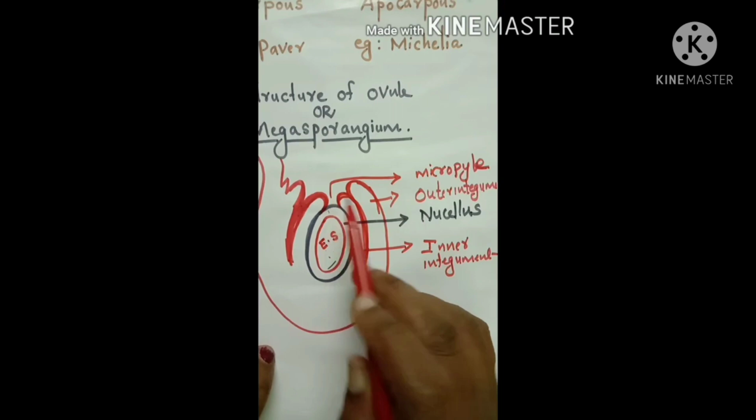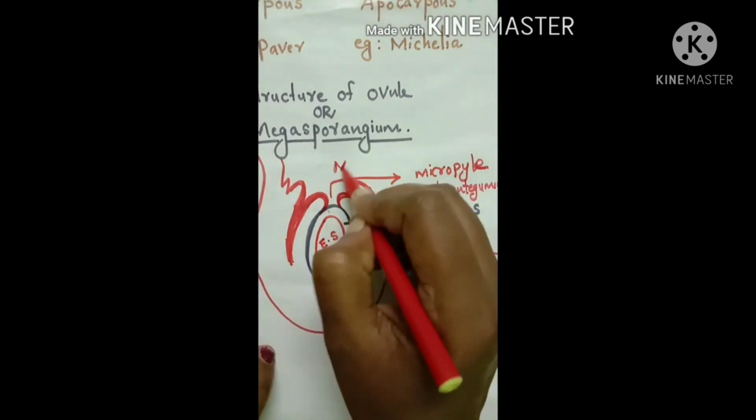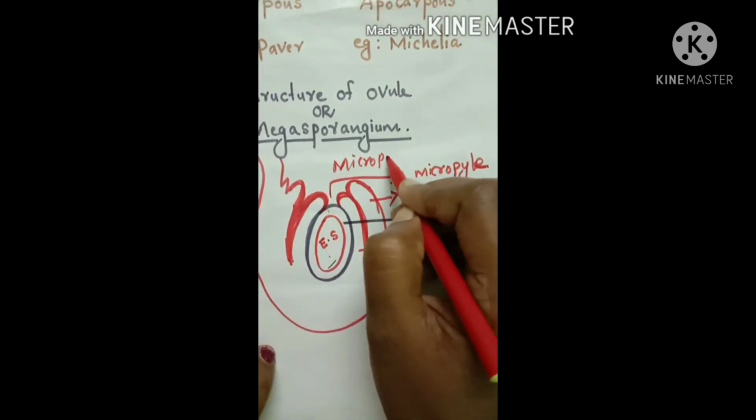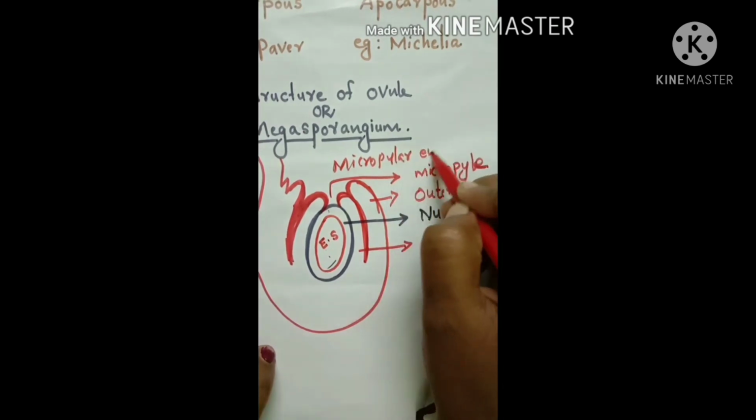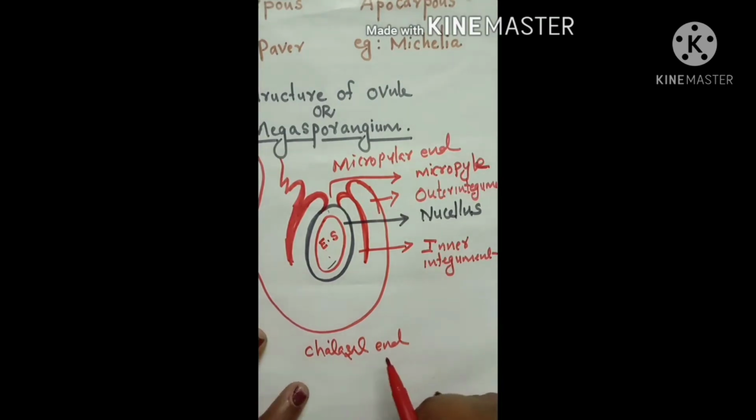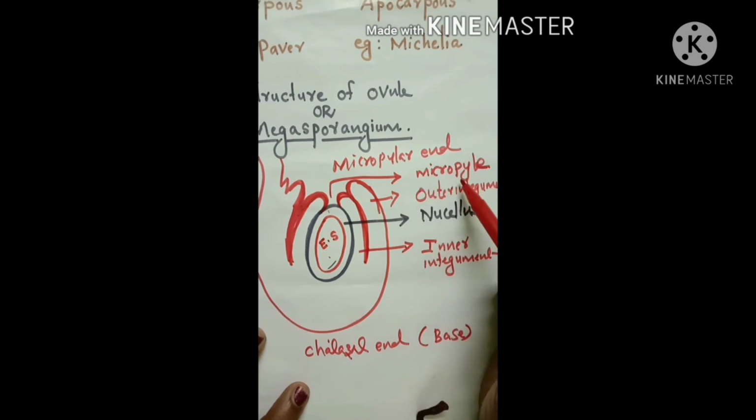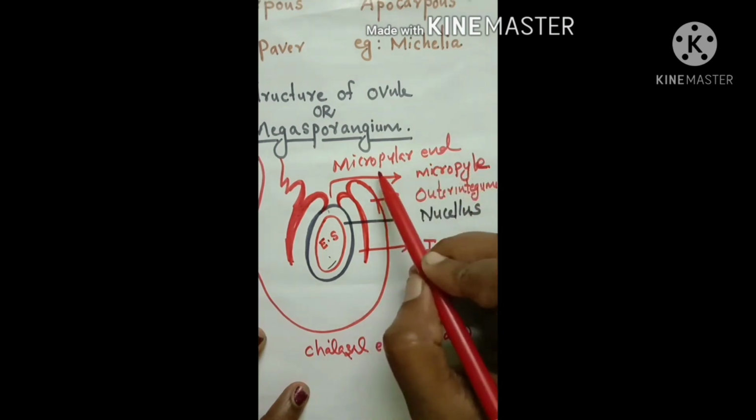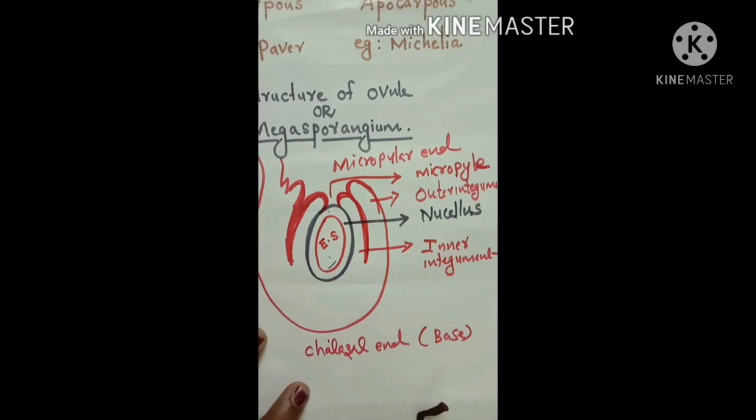And this side is called a micropylar side. This side is called what? Where the micropyle is present, that end is called a micropylar end. And this opposite side is called a chalazal region or chalazal end. This is the chalazal end, and the chalazal end is the base of the ovule. Base portion of the ovule is chalazal end. So where the micropyle is present, that end is called the micropylar end. Opposite side is called the chalazal end.